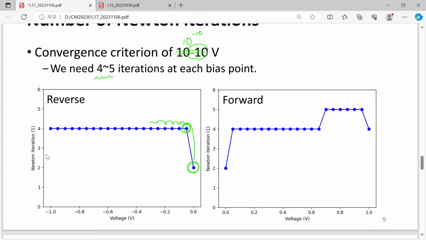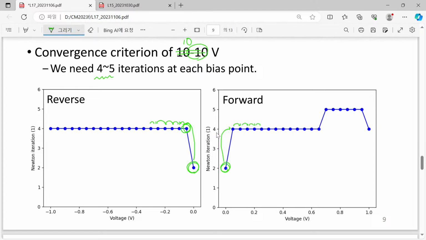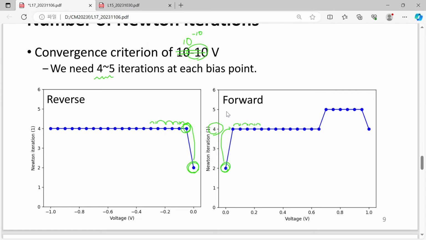This is the reverse bias condition. And also starting from 0, which can be obtained from your non-linear Poisson equation, please increase your applied voltage this way. Then you will get just 4 Newton iterations to get a sufficiently converged solution. So that is not that difficult to get, only when you make it correctly.